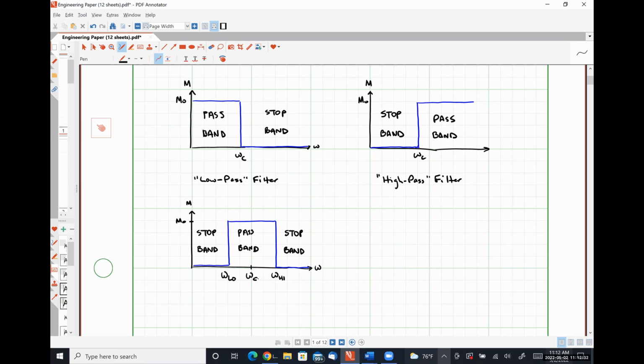So in our top two examples, low pass and high pass, omega C stands for corner frequency or cutoff frequency, either which. In our band pass filter here at the bottom left, omega C is our center frequency. And then our stop band is defined by two cutoff or corner frequencies, omega low and omega high.